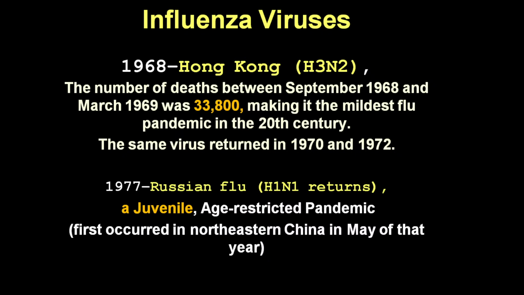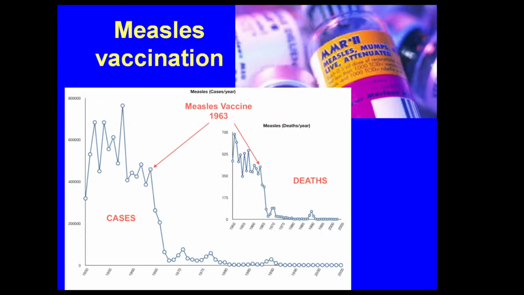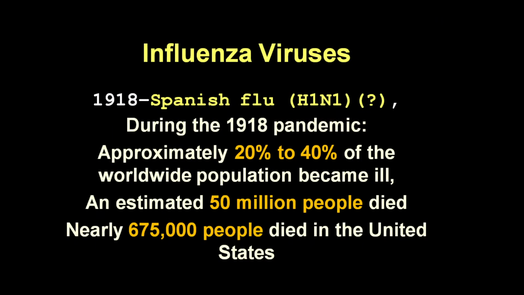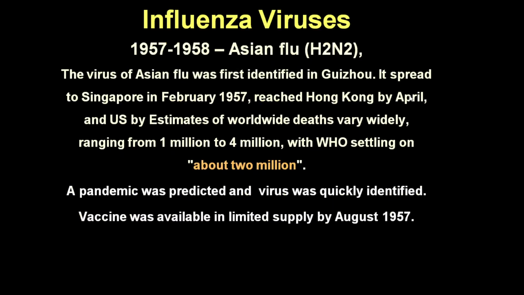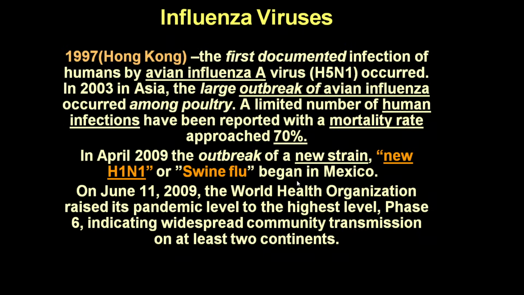Why did it occur in young people? If you take a look here, they were not yet born. The old people had some antibodies arising from the Spanish flu pandemic in 1918. And in 1977, the young people didn't have any antibodies. This strain was absolutely unfamiliar to them. So that's why it was called a juvenile pandemic.